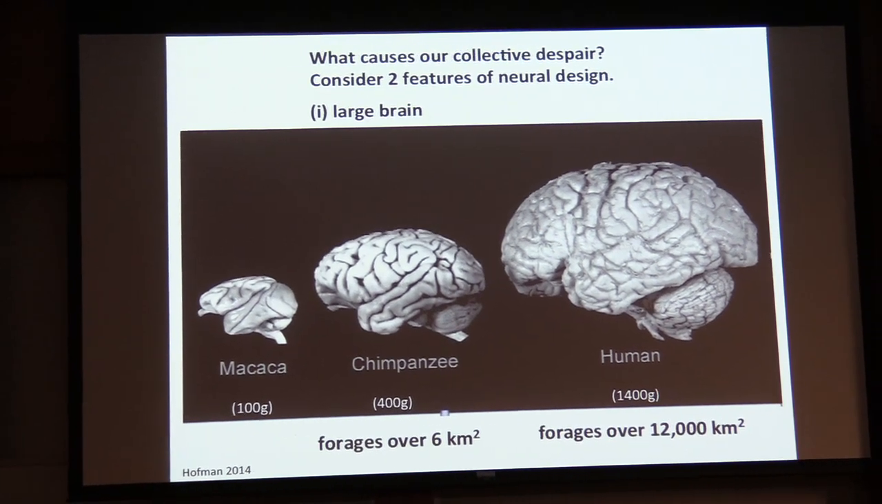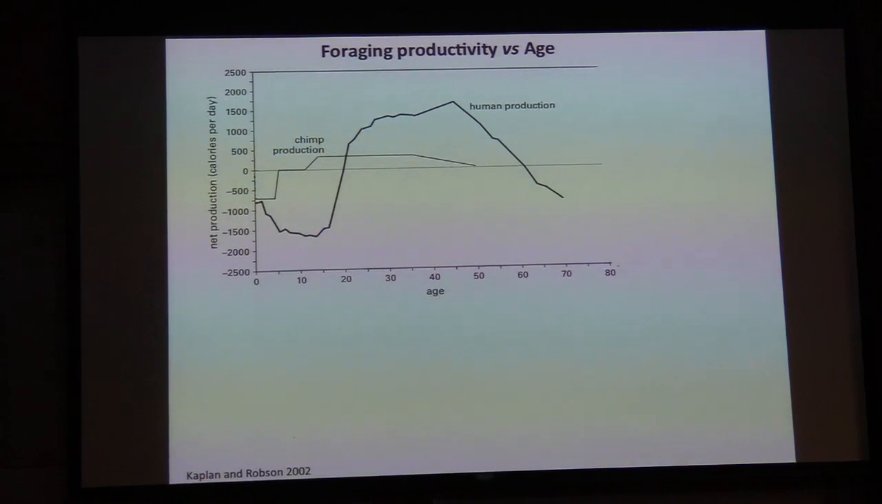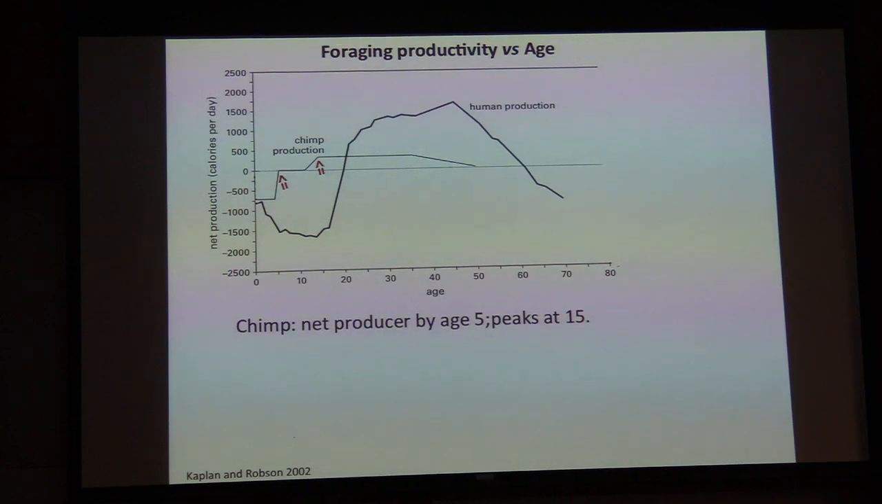The chimpanzee, so this is age, and this is net production of calories per day collected by foraging, hunting, and gathering. A chimpanzee has a period of infancy where it can't do much, and then by age 5, it's feeding itself. It's gathering all the calories it needs. And it continues to improve its productivity until about age 15, in which case it's producing stuff for its offspring.